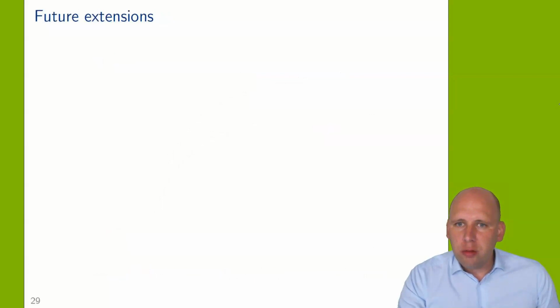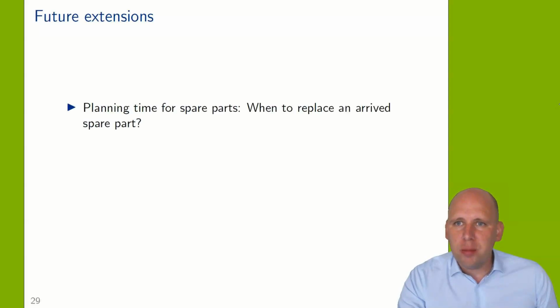Then I would like to finish with some suggestions for future extensions. If the planning time is mainly needed for ordering spare parts, a second decision could be added to the model. And that is then when a spare part arrives, we could replace the unit immediately, but we could also wait for some time if the unit is still in reasonable condition.